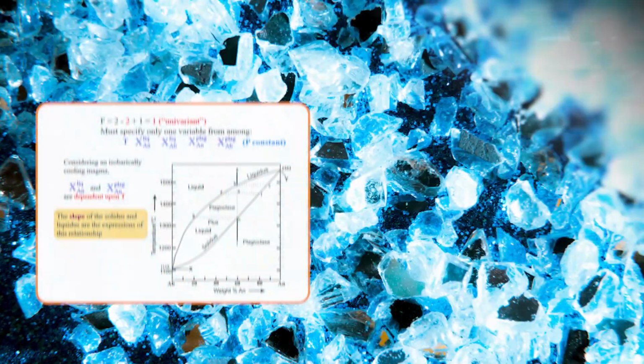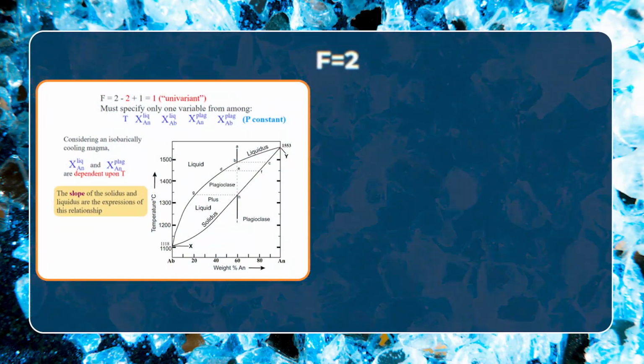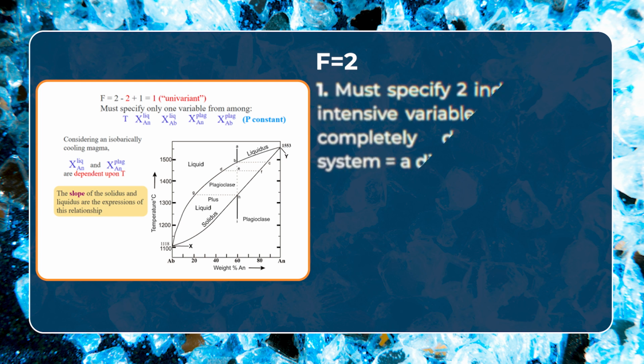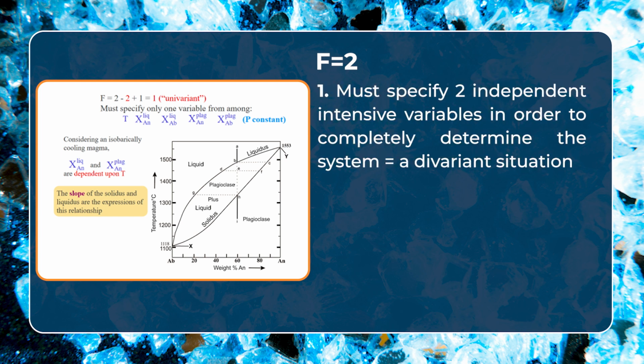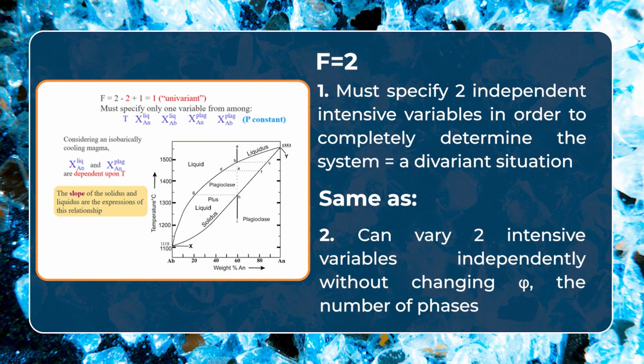The cation which is exchanged is Mg and Fe2+. Now let us discuss these two phases in terms of the phase diagram. F equal to 2, that is degree of freedom is 2. One must specify two independent intensive variables in order to completely determine the system, that is a divariant system. Same as, we can vary two intensive variables independently without changing phi, the number of phases.